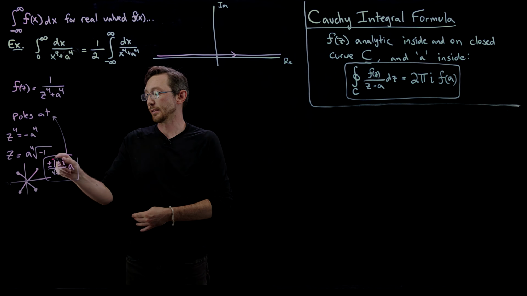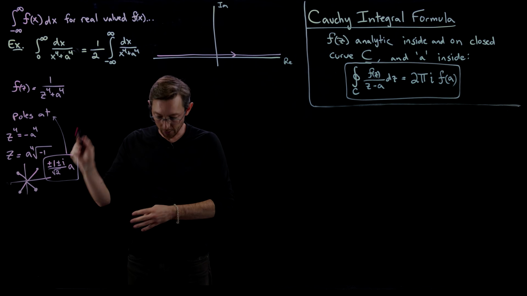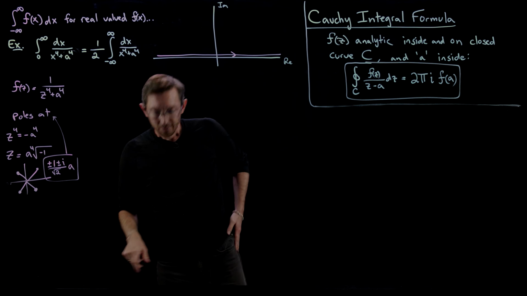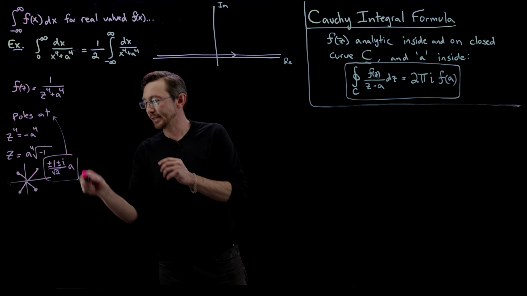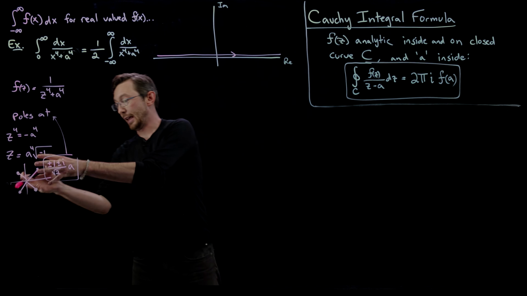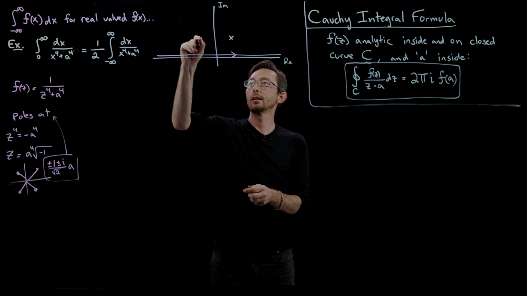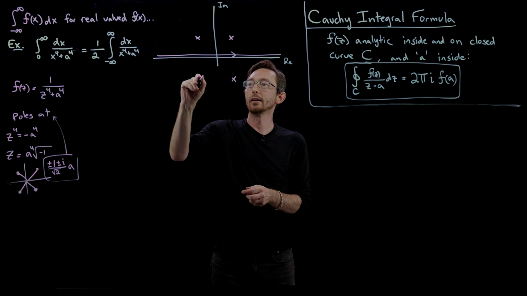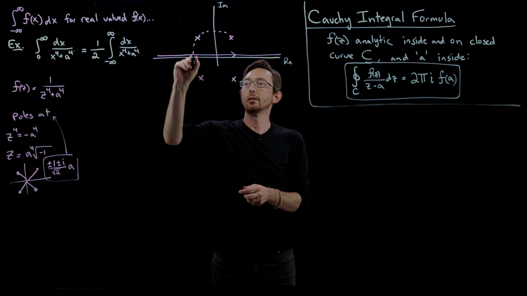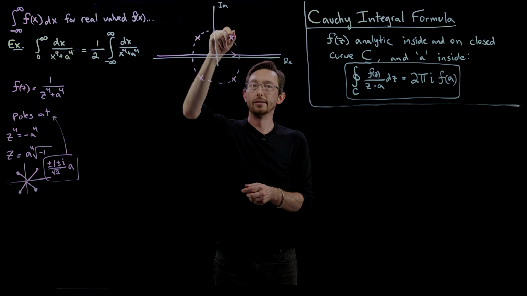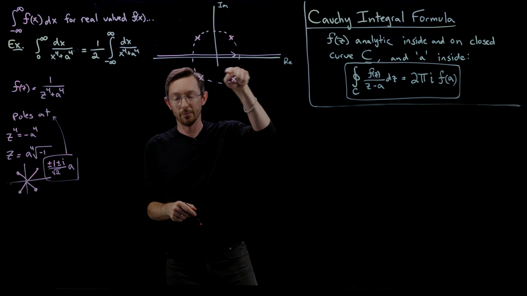A times plus or minus 1 plus or minus i over root 2. Those are the poles. And what that means is that these are poles at radius a in this star configuration. So they're going to be like here, here, here, and here. They're on a circle of radius a. And this is pole 1, pole 2, pole 3, pole 4.